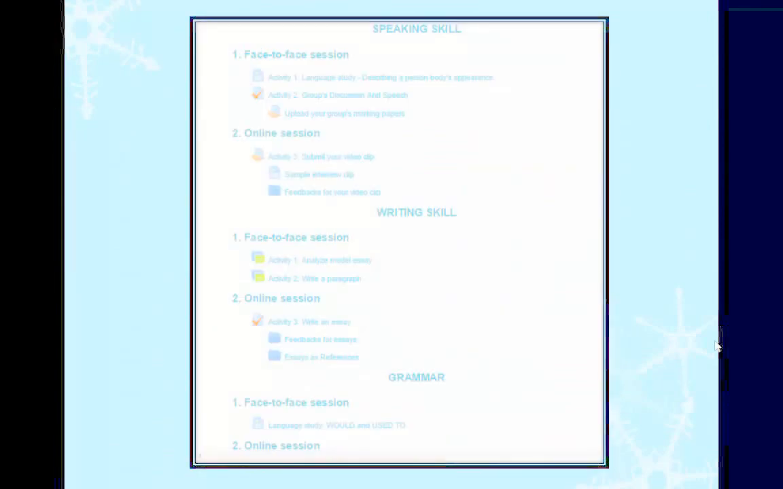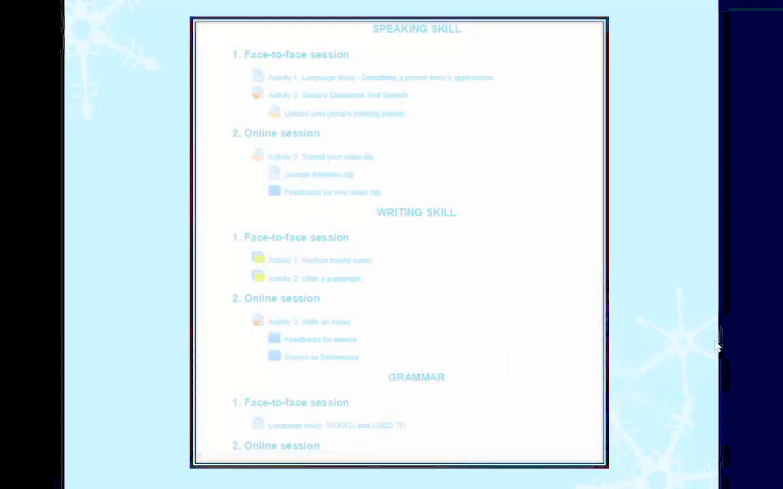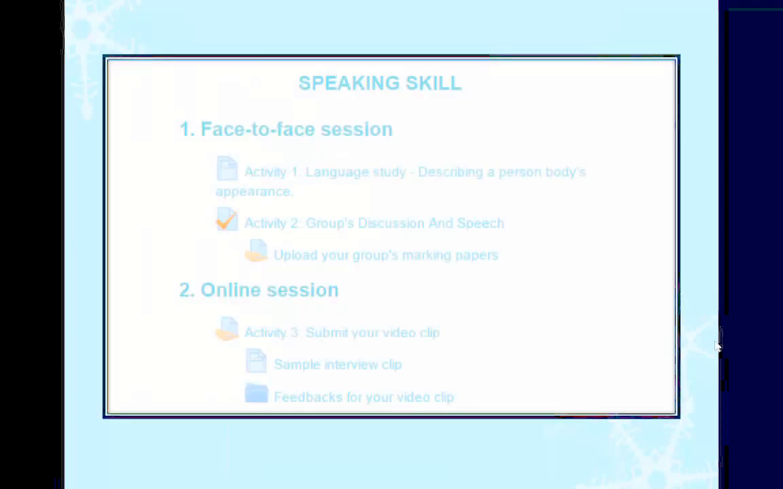Now we are at week 2, and its title is Time for Speaking and Writing Skills. Therefore, we are going to cover speaking and writing skills, and finally the grammar point of the usage of would and used to. Speaking, the function of this session is to have you be capable of expressing your opinions naturally, flexibly, and accurately by utilizing good vocabulary and phrases.